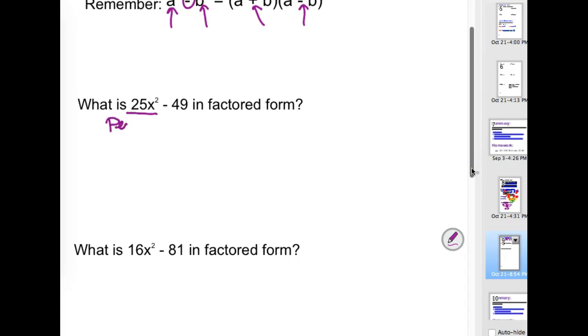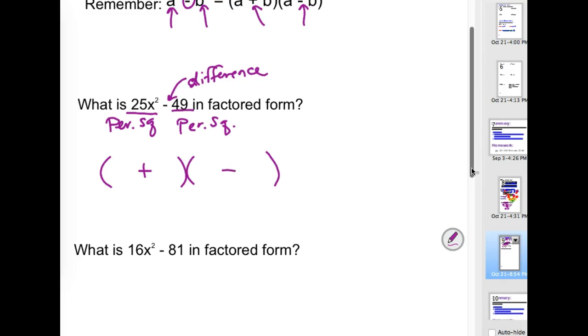This is a perfect square, and this is a perfect square, and we have a difference. So it is the difference of two squares, which means it should factor into two binomials where one has a plus and one has a minus. And then we simply look for their roots. So 25x squared would be 5x times 5x, and 49 would be 7 times 7. And since we have a positive 7 times a negative 7, we do get our -49.